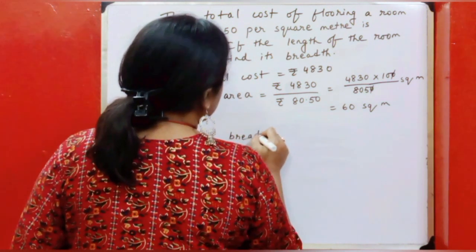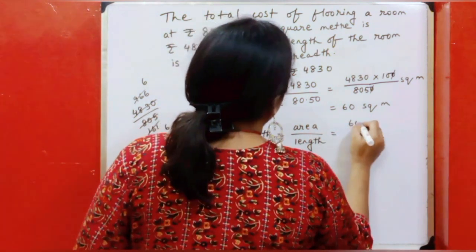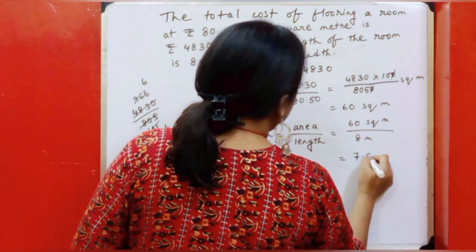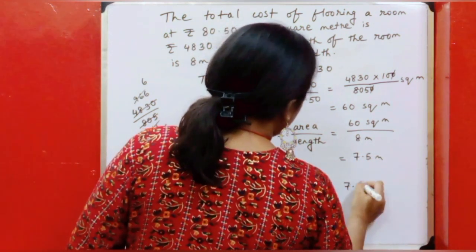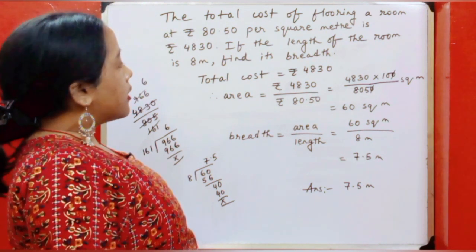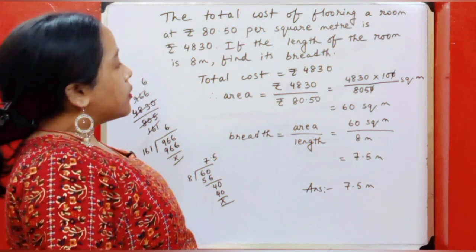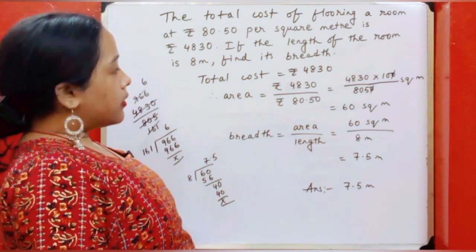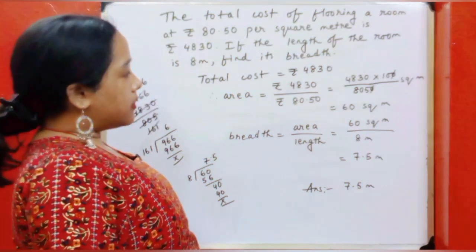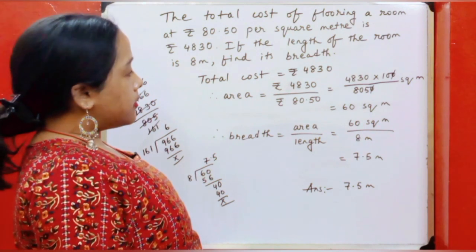Therefore, breadth is equal to area by length is equal to 60 square meter by 8 meter. So it's 7.5 meter. Answer 7.5 meter. The total cost of flooring a room at rupees 80.50 per square meter is rupees 4830. If the length of the room is 8 meter, find its breadth. Total cost is equal to rupees 4830. Therefore, area is equal to rupees 4830 by rupees 80.50 is equal to 4830 multiplied by 100 by 8050 square meter is equal to 60 square meter. Therefore, breadth is equal to area by length. Area 60 square meter by 8 meter is equal to 7.5 meters.